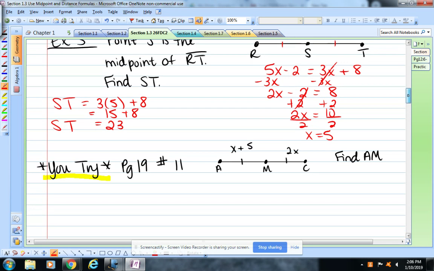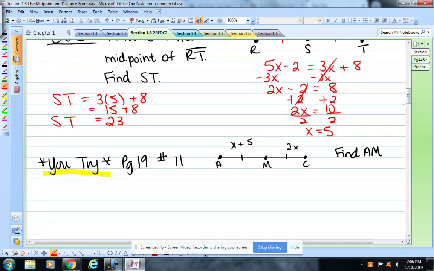Okay, so how do we set this up to solve it, y'all? Before I can find the length of AM, I have to find x. So I make an equation, x plus 5 equals 2x. Then how do you solve for x? Get your x's together. Not in real life, because that would be a bad party. But in algebra, we like to get our x's together. So what is 2x minus 1x? Just x. So there it's solved. X equals 5. Y'all get x equals 5?